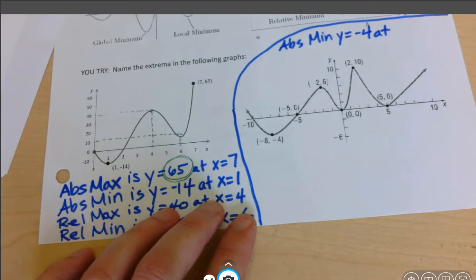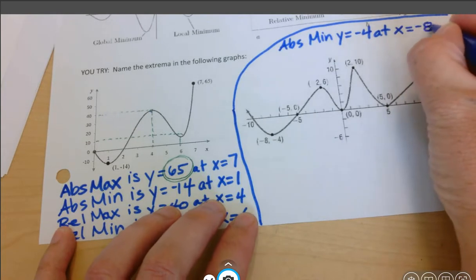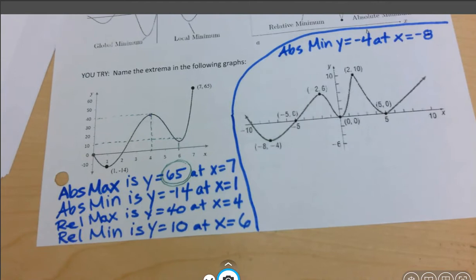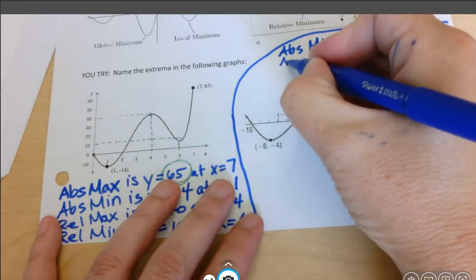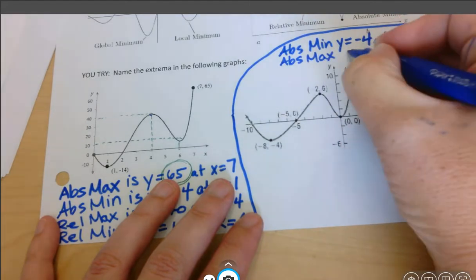At x equals what? Good. All right. I need someone new. Go ahead. Okay. Absolute max, none. Well done.